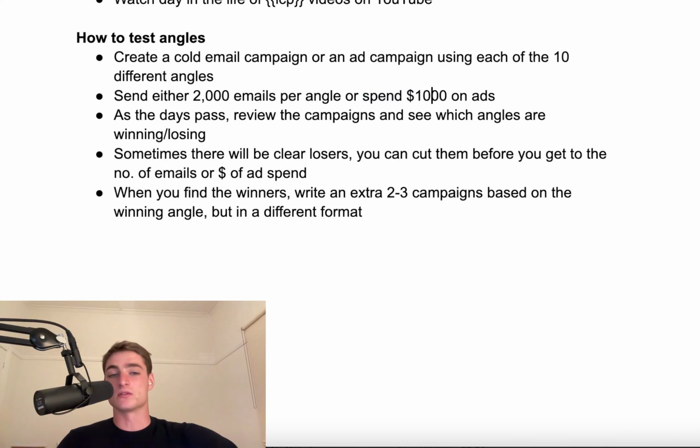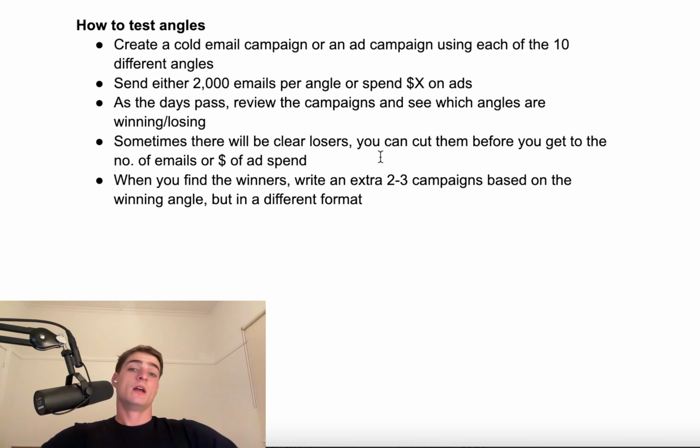Maybe even $1,000 on ads if you have the bandwidth for it. But really, that's kind of just an arbitrary number. I should really just change that to X. Just spend X on ads until you get a couple thousand impressions or whatever it may be. Because it's really kind of a gut feel thing. You need to really look at a bunch of campaigns to figure out whether an angle is good or not.